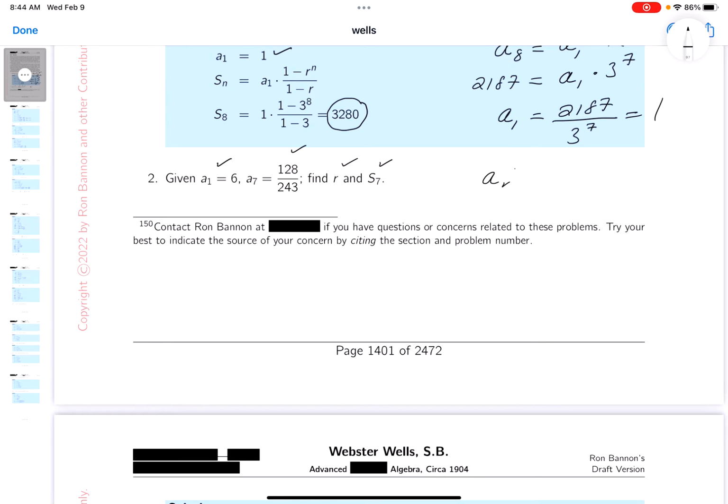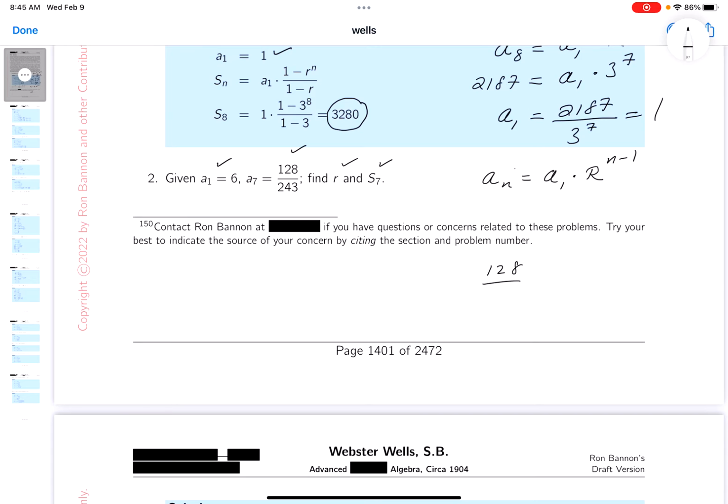I know AN is equal to A1 times R to the N minus 1. All right, so they give me two facts, and let me write these things down now. So I'm going to write down A7. And what's A7 going to be?